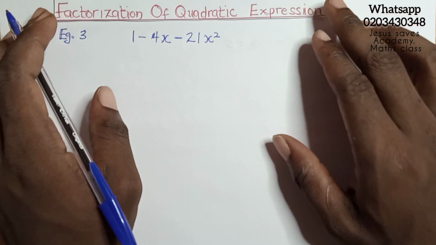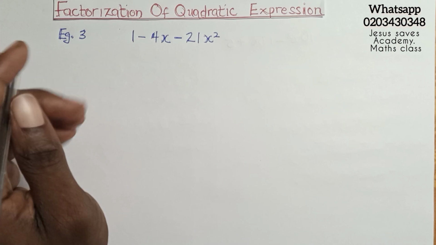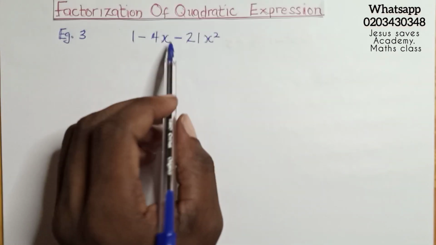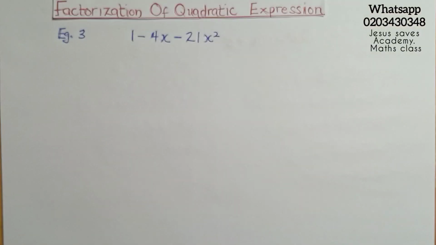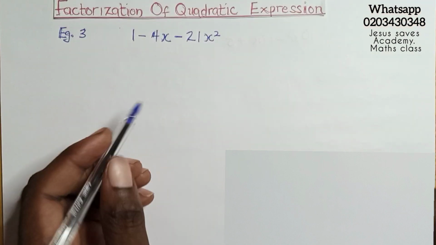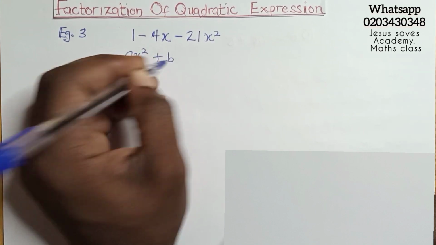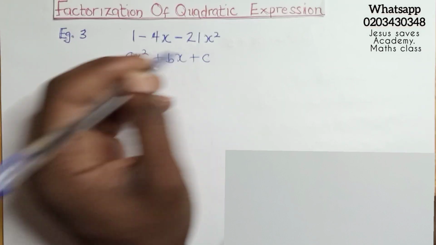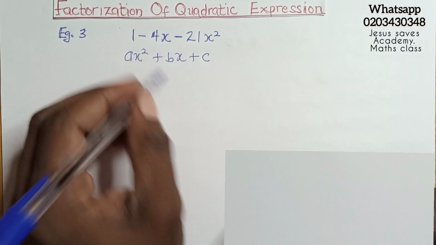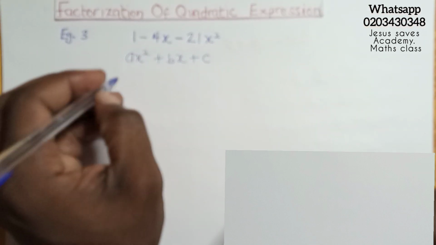The last time we looked at two examples, but this one involves a negative, and the arrangement is not in the form of a quadratic. So the first thing you have to do when it is not arranged in the form of ax squared plus bx plus c is to first rearrange it in that form. Let's take the term with x squared and bring it first.